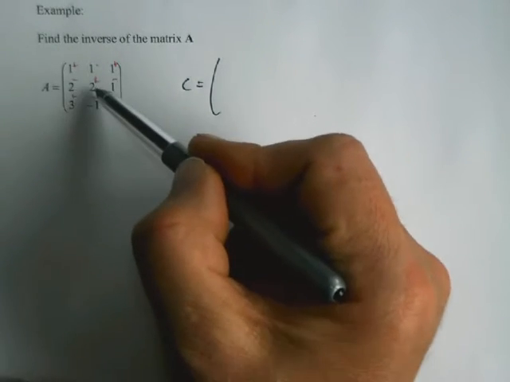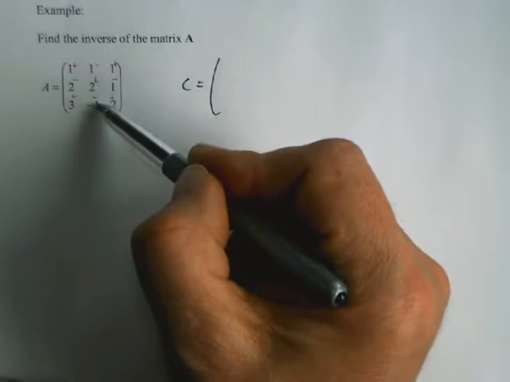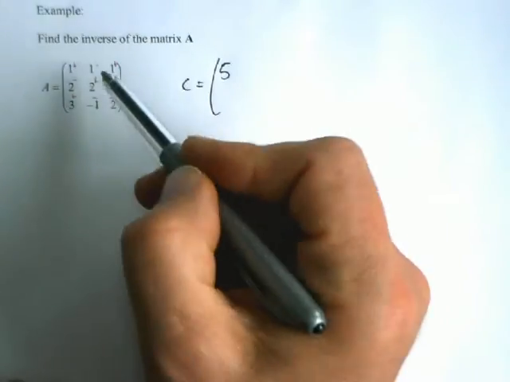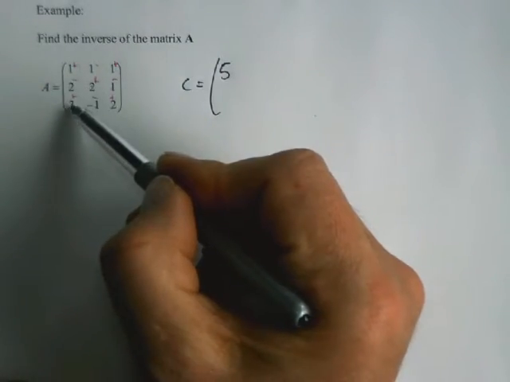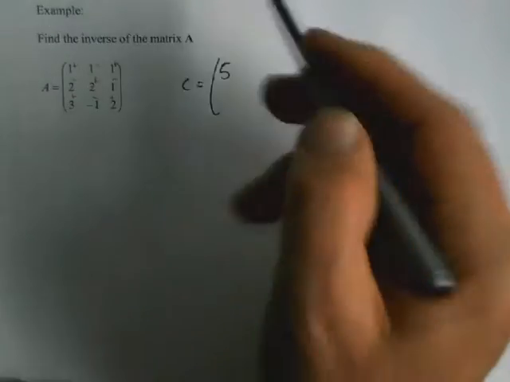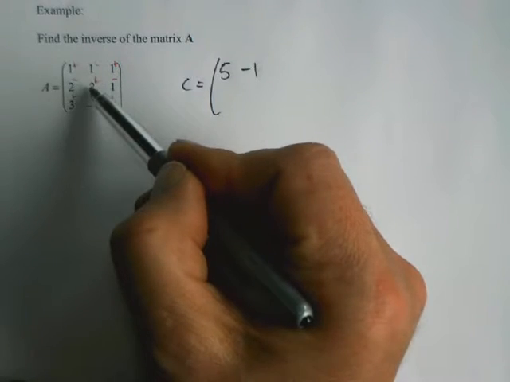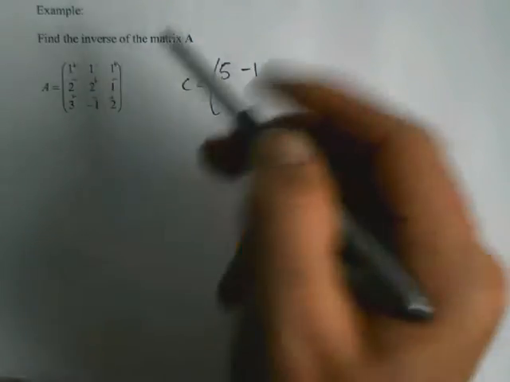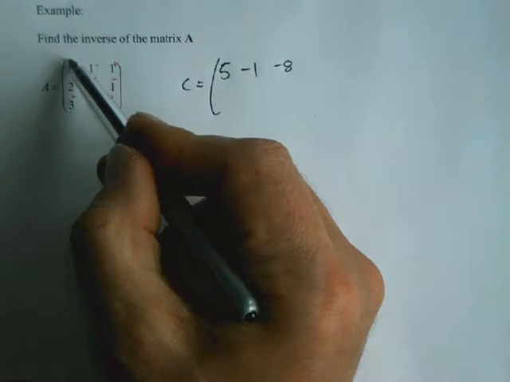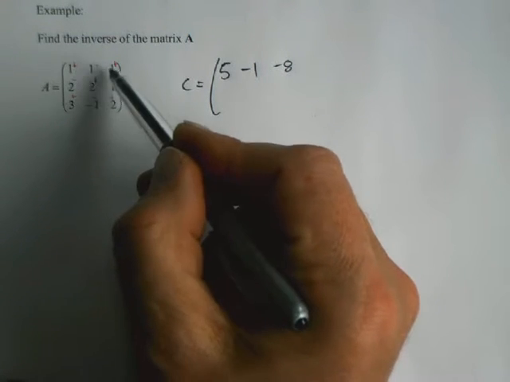Okay, so starting in the top left, cross out the first row and the column, I'm left with 4 take away -1, which is 5, and it's positive. The next one is going to be 4 take away 3, which is 1, and it's negative. And the next one is -2 take away 6, which is -8, and it stays the same sign.